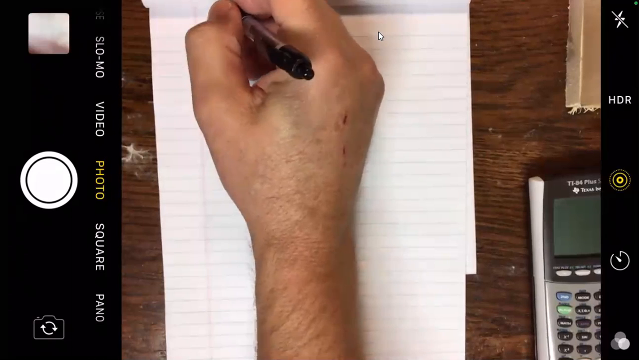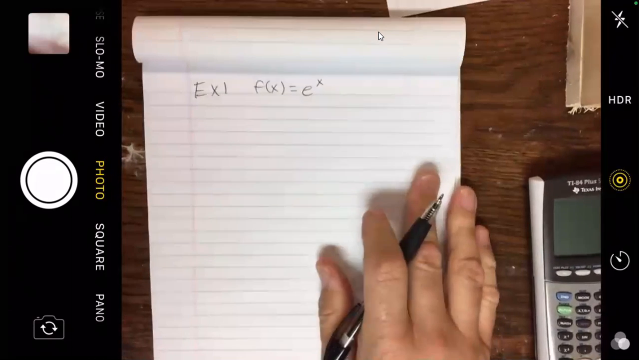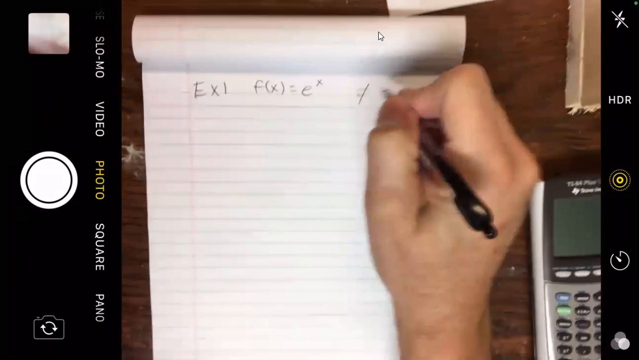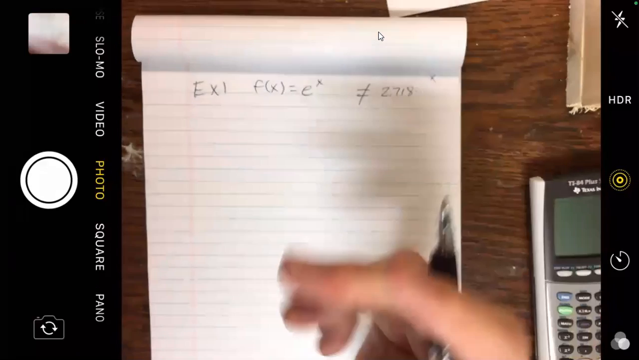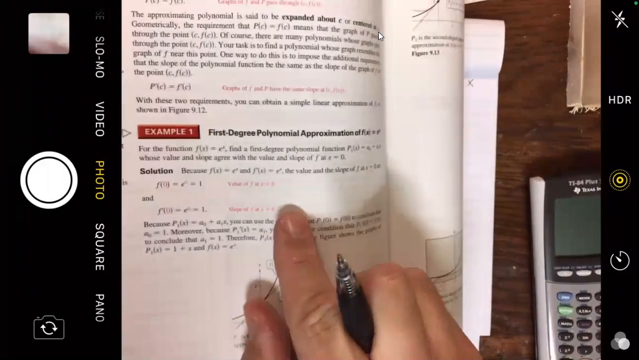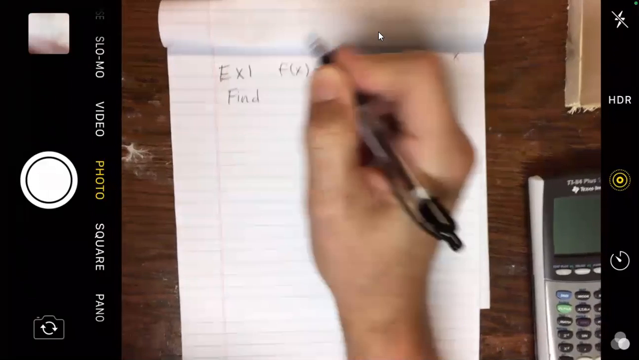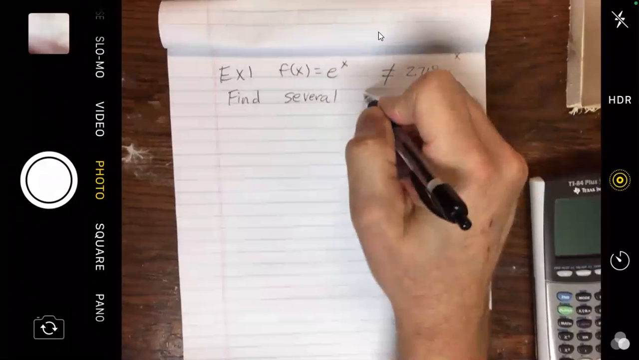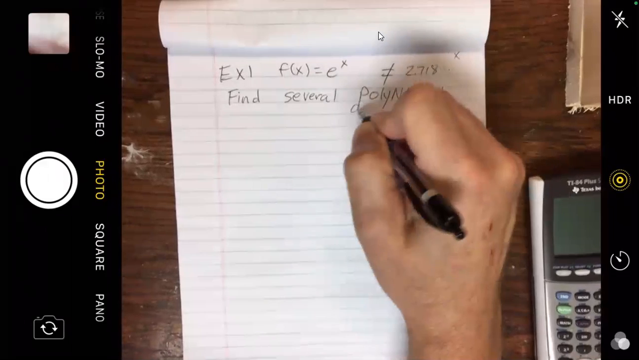Example 1: f of x is e to the x. We're going to show you exactly what your calculator is doing. It is not doing 2.71828 and so on, raised to the x power. But that's the way you think of it, and I think of it that way too, but it's not. So I'm going to run through what it's actually doing for e to the x, and they're trying to run through exactly what your calculator is using. We're going to find several polynomial approximations. These technically are Maclaurin polynomial approximations.